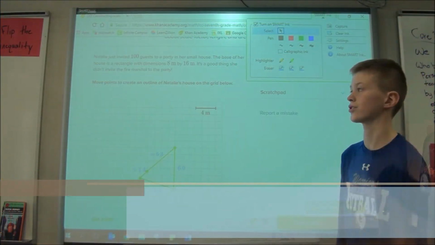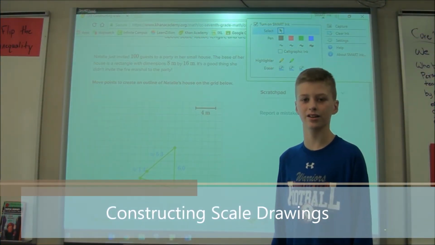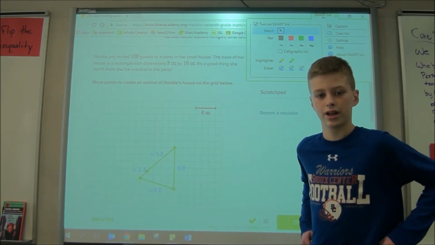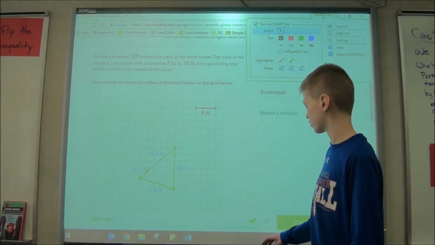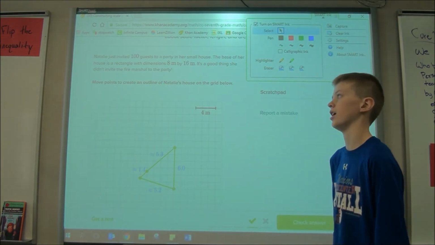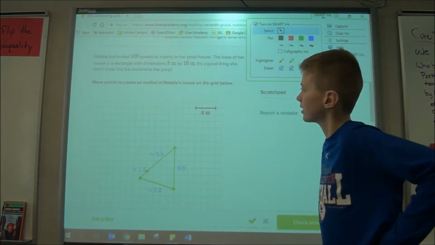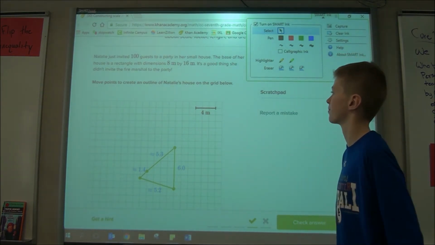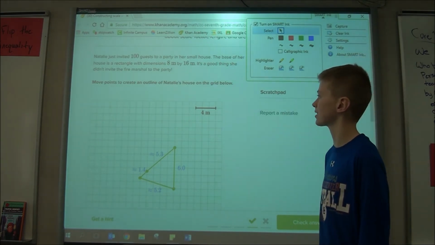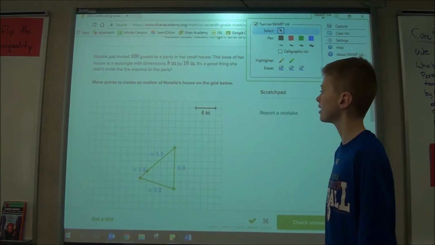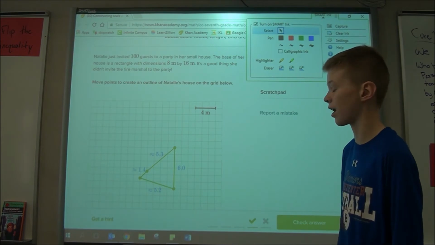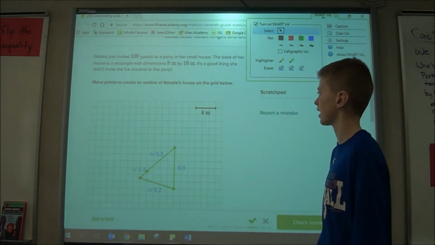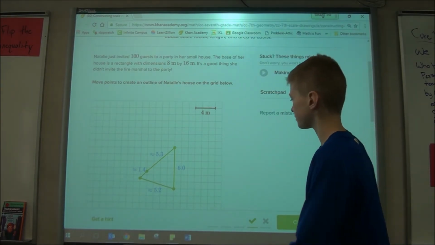Well, I'm at the constructing scale drawings link, the last link for the G1 standard, and to start off, the question is: Natalie just invited 100 guests to a party in her small house. The base of her house is a rectangle with dimensions 8 by 16. So a good thing she didn't invite the fire marshals to the party. Move the points to create an outline of Natalie's house in the grid below.